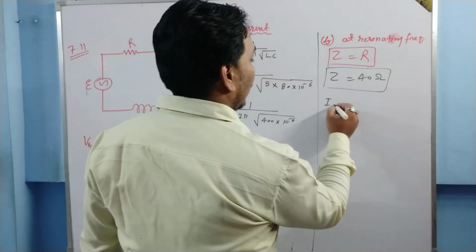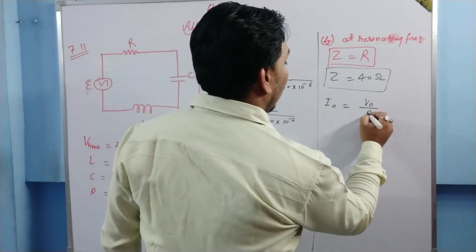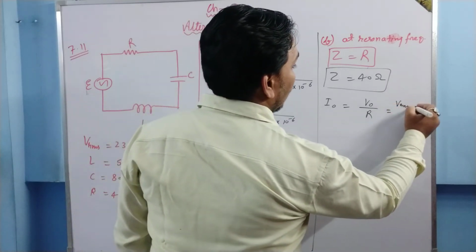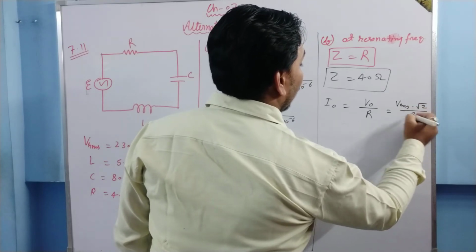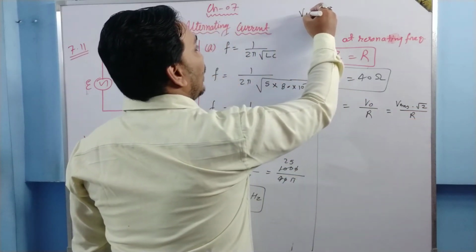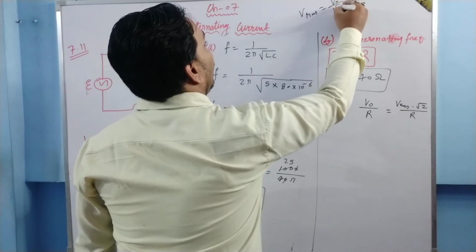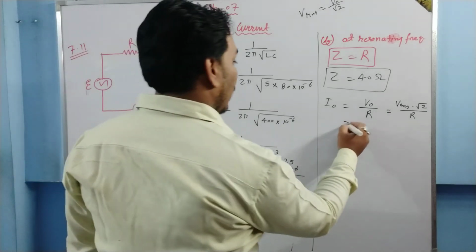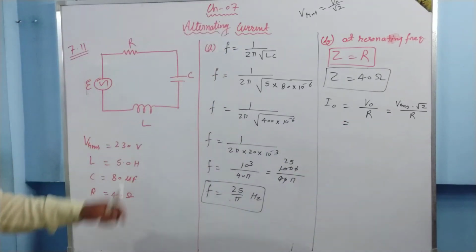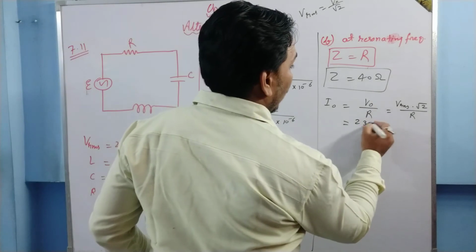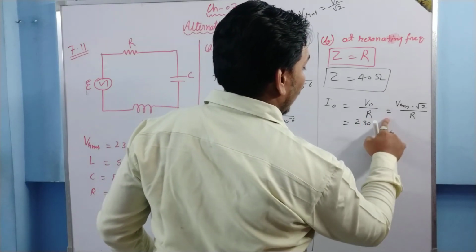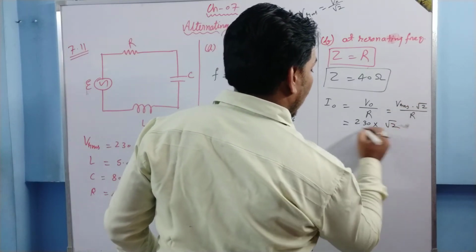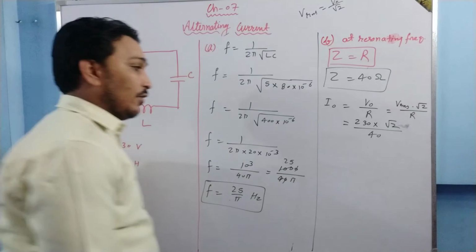So amplitude of the current I0 will be given as V0 upon R, and V0 can be given as Vrms into root 2 upon R. Why is it so? Because Vrms is equal to V0 by root 2. So V0 is equal to Vrms into root 2. The value of Vrms is given, 230 volt. Value of root 2 is 1.41, or let it be root 2, upon 40. The resistance is 40.